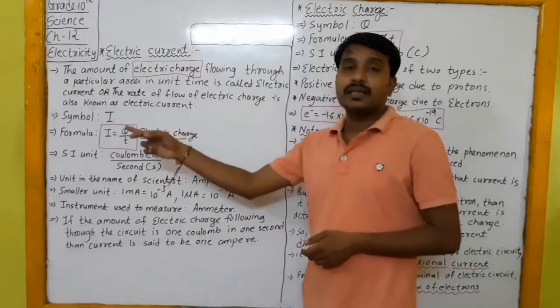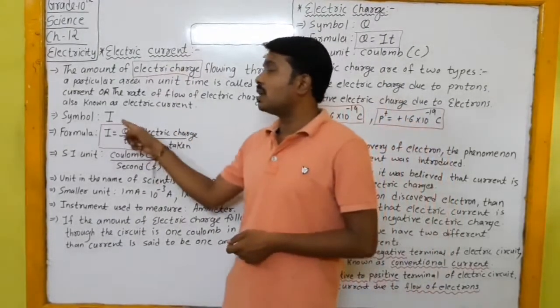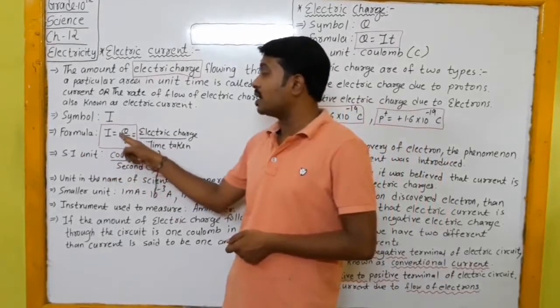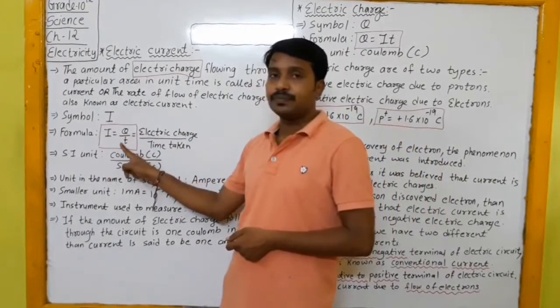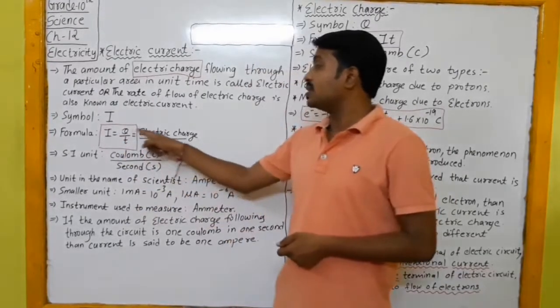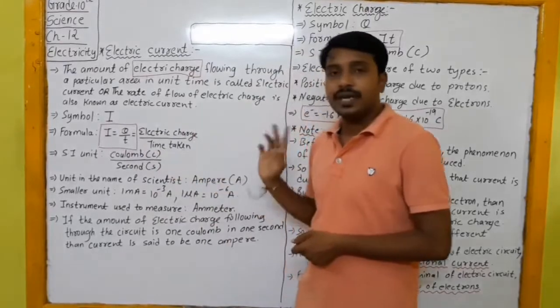Now talking about the symbol, electric current has a symbol capital I. Its formula is I is equal to Q by T, just like electric charge per unit time. Flow of electric charge per unit time. Now Q is electric charge, T is your time taken.